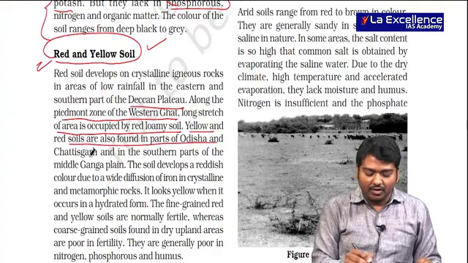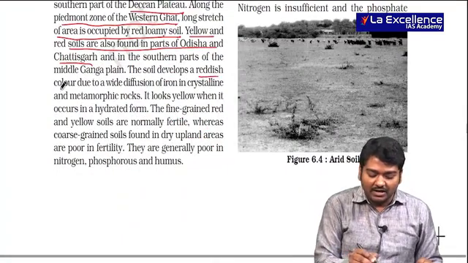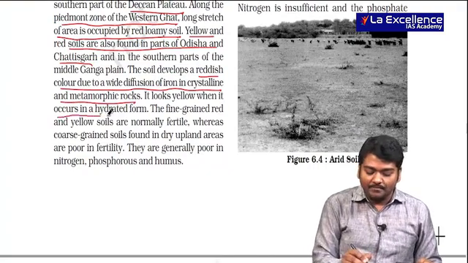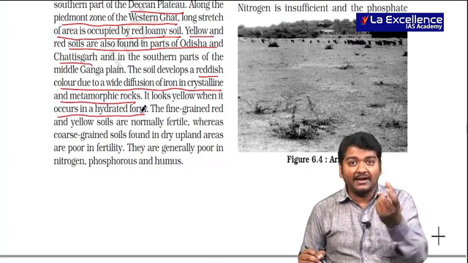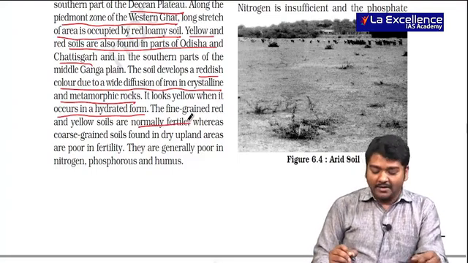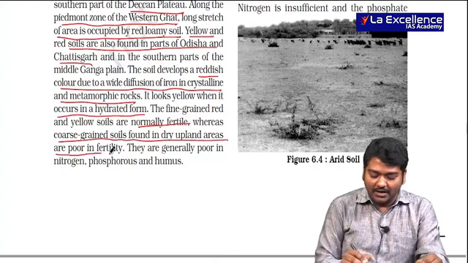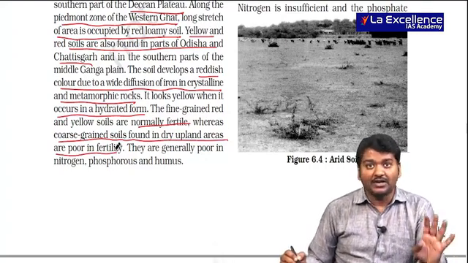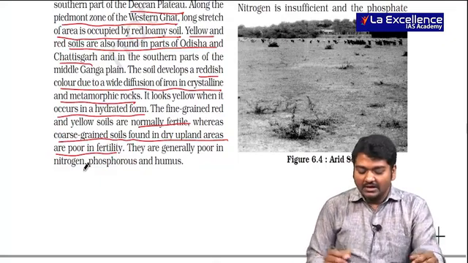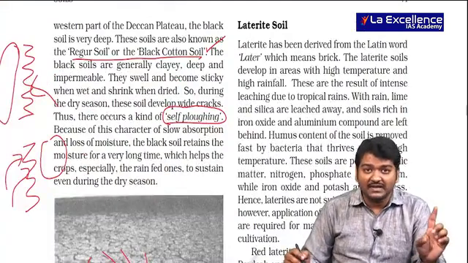Yellow and red soils are found in Odisha and Chhattisgarh, where a lot of iron ore is present. The soil develops a reddish color due to diffusion of iron in crystalline and metamorphic rocks. It looks yellow when it occurs in hydrated form, that is, when water is added, it becomes yellow. The fine grained red and yellow soils are normally fertile, whereas coarse grained soils found in dry uplands are usually poor in fertility. They are generally poor in nitrogen, phosphorus and humus. Can you see, in almost all our soils, phosphorus is absent.